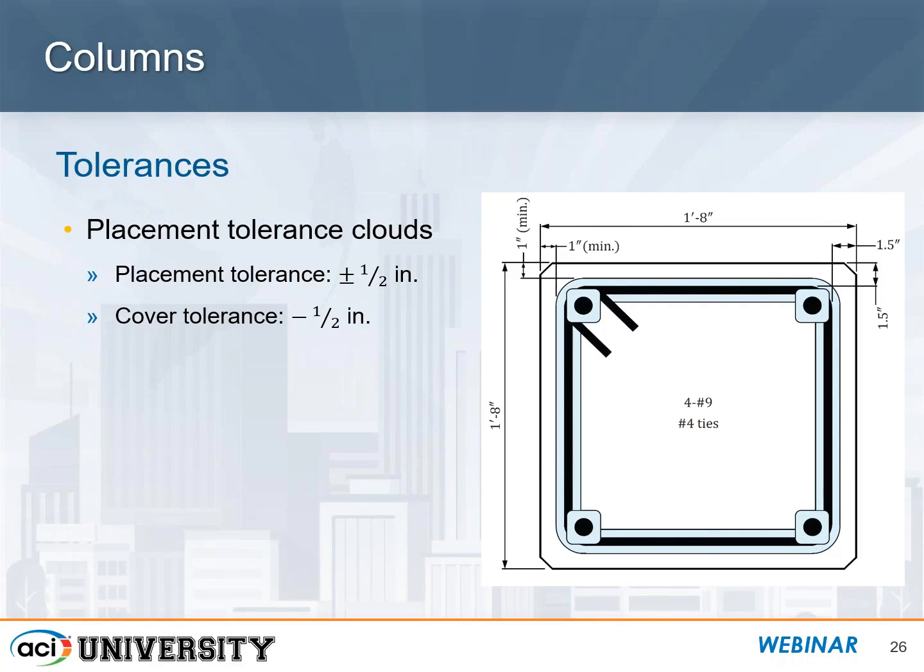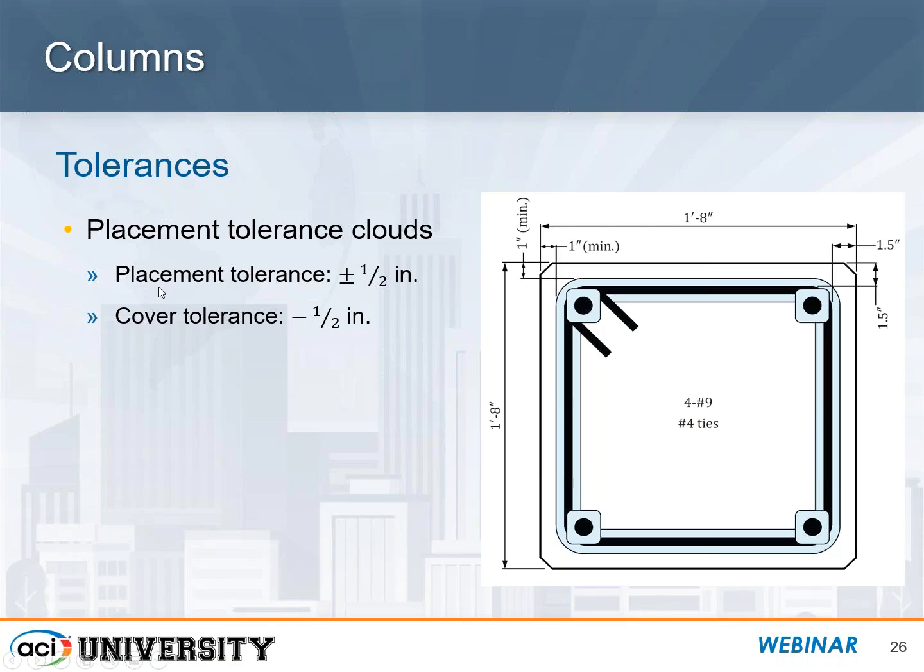So we've been talking about tolerances through our first session. We're going to continue the discussion here for columns. What's illustrated on this particular slide are placement tolerance clouds. And what do we mean by clouds? Well, if you go back to ACI 117, the specifications for tolerances in reinforced concrete construction, you can find the information you need with respect to placement and cover tolerances applicable to this 20 by 20 inch column, 4 number 9 bars and number 4 ties.